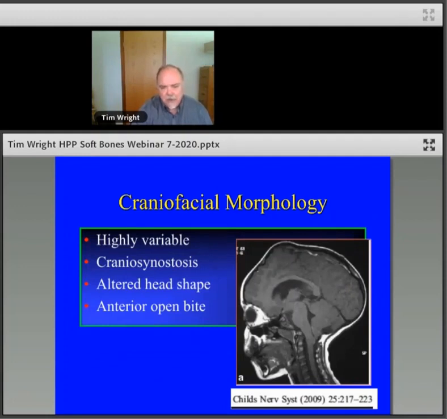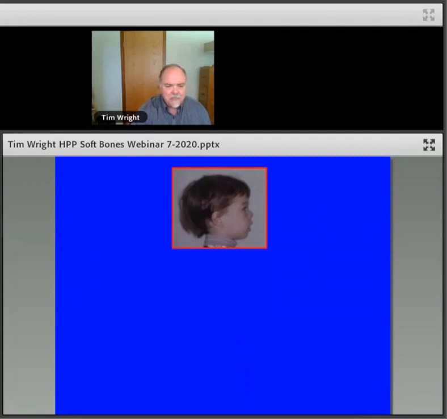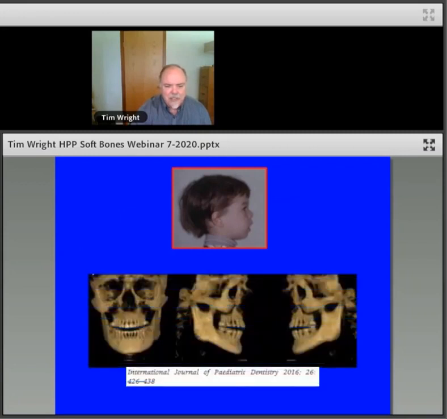Craniosynostosis is variable, so is cranial morphology. Head shape in the general population is quite variable. But anterior open bite is something that seems to be more prevalent in people with HPP than in the general population. So this little kid's got a kind of a longer front to back head form. Traditionally, we've used x-rays to look at these. Now, this is a case report of hypophosphatasia where they're using the CT scan, which gives you 3D images, and you can see the open bite.